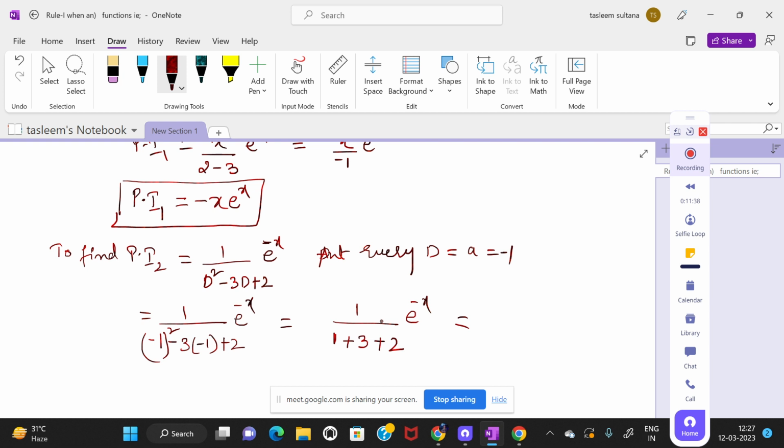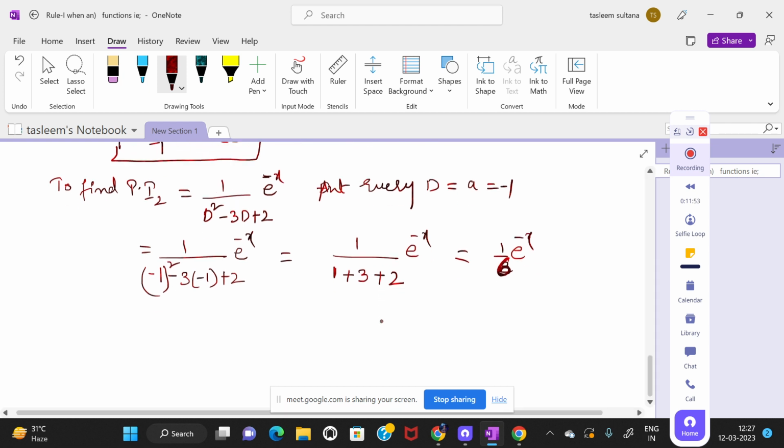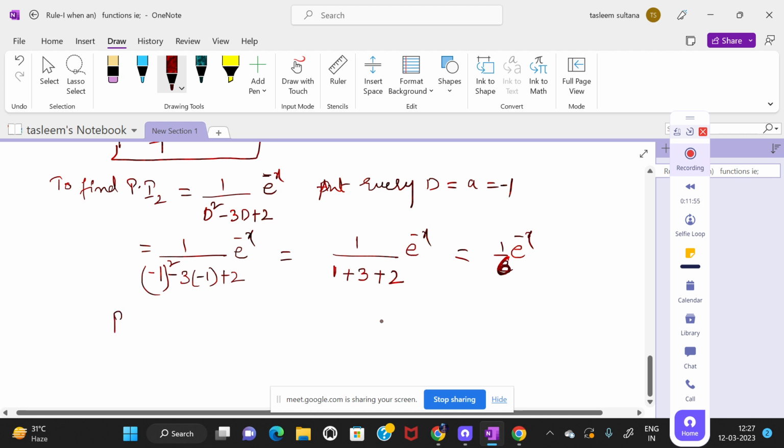It equals 1 divided by (1 plus 3 plus 2). How much is it? 1 plus 3 is 4, plus 2 is 6. So 1 by 6 e to the power of minus x. Your second pi value, your pi2, equals 1 by 6 e to the power of minus x.